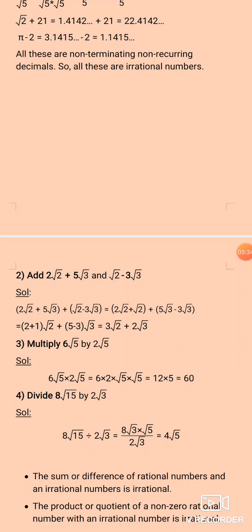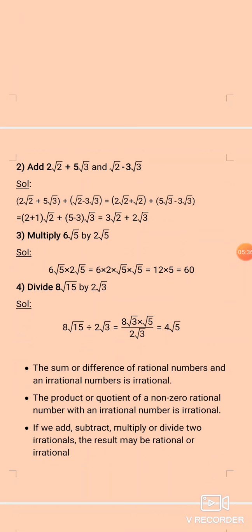So listen carefully. From all these examples, we can conclude some properties. First one: the sum or difference of a rational number and an irrational number is irrational. Examples are here. Now, the product or quotient of a non-zero rational number with an irrational number is irrational. Product or quotient is also what? Irrational. Now, if we add, subtract, multiply or divide two irrationals, the result may be rational or irrational.